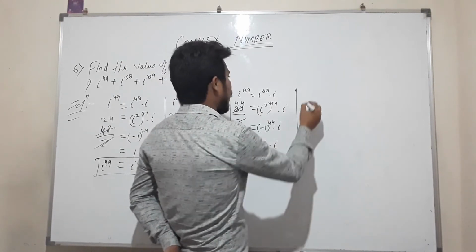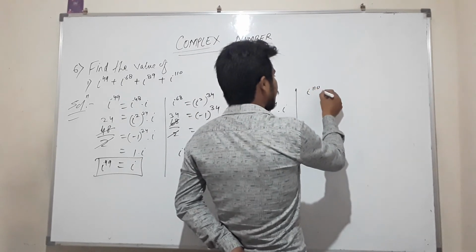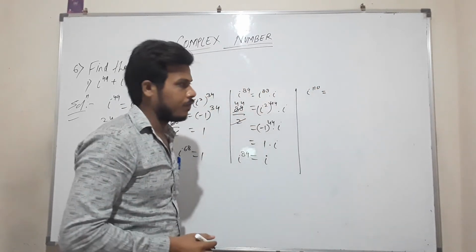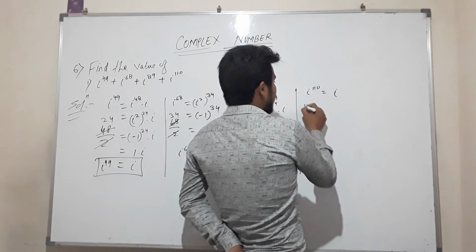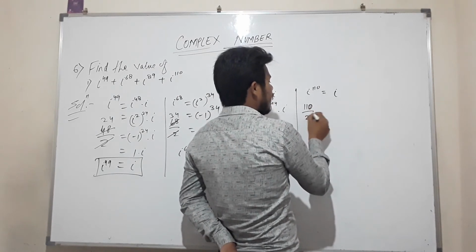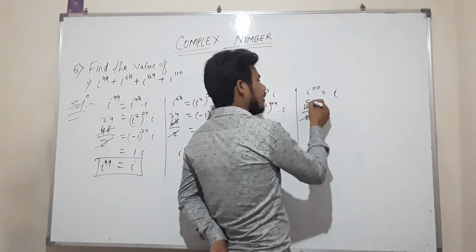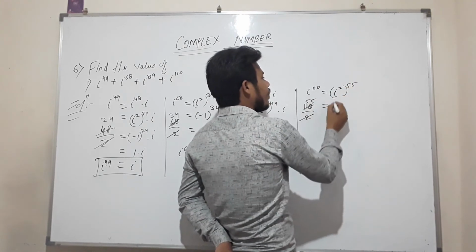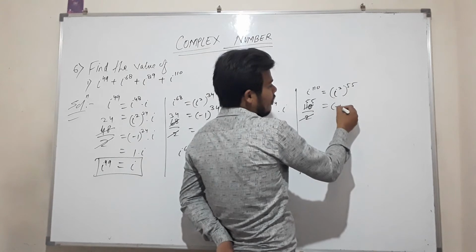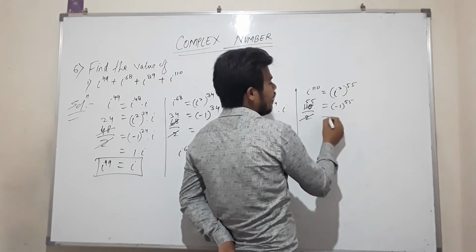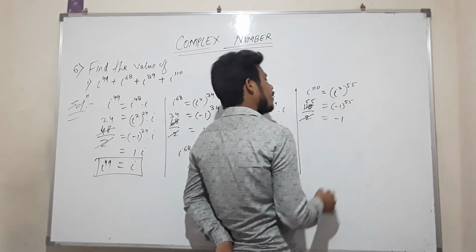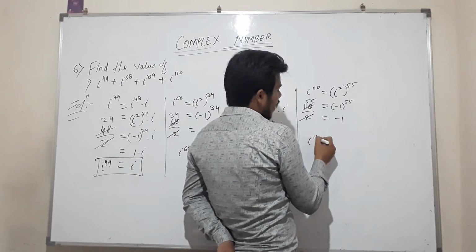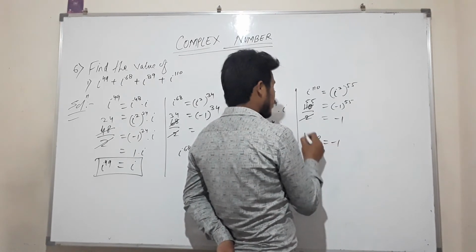Now I raised to 110. This is even power, so I raised to 110 divided by 2. 2 5s are 10, means I raised to 2 raised to 55. Now value of I square is minus 1 raised to 55, and minus 1 raised to 55 is nothing but minus 1. So I raised to 110 is equal to minus 1.